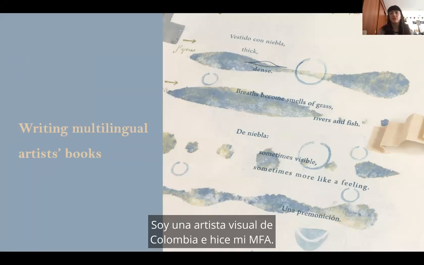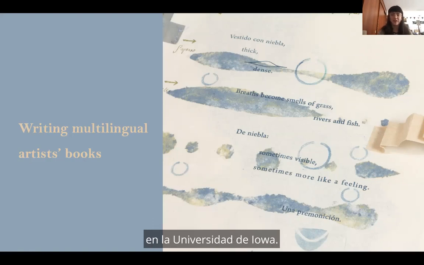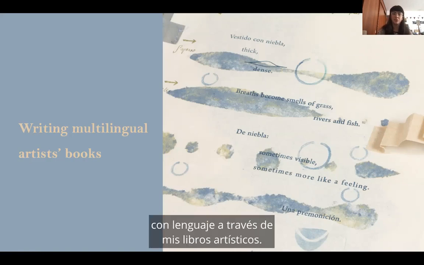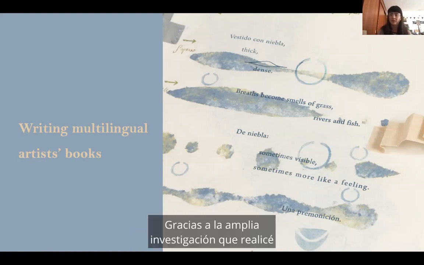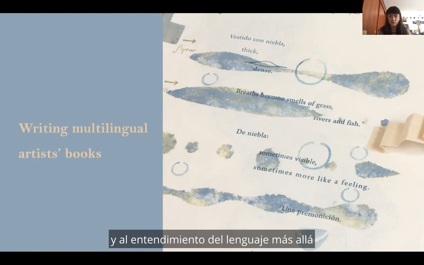I am a visual artist from Colombia, and I just finished my MFA in book arts at the University of Iowa. During my time there, I struggled at the beginning with language and how to express myself through my artist books, when I was having trouble in my head between two different languages. At the end, the solution was indeed to combine both, and it was very successful in many ways, thanks to a lot of research I did, and also to understanding language beyond the meaning of words.